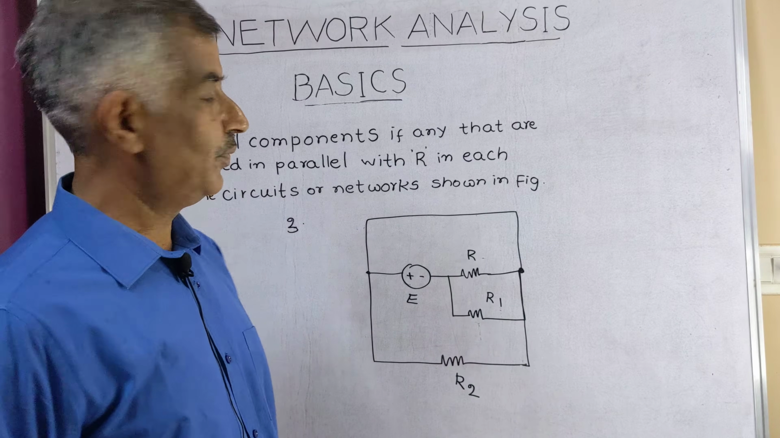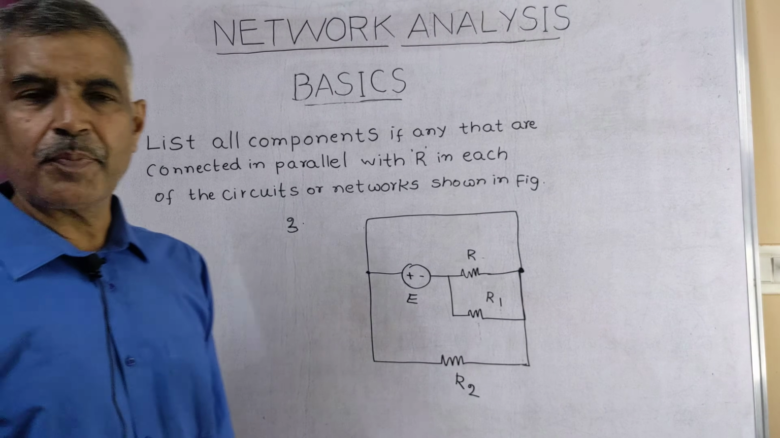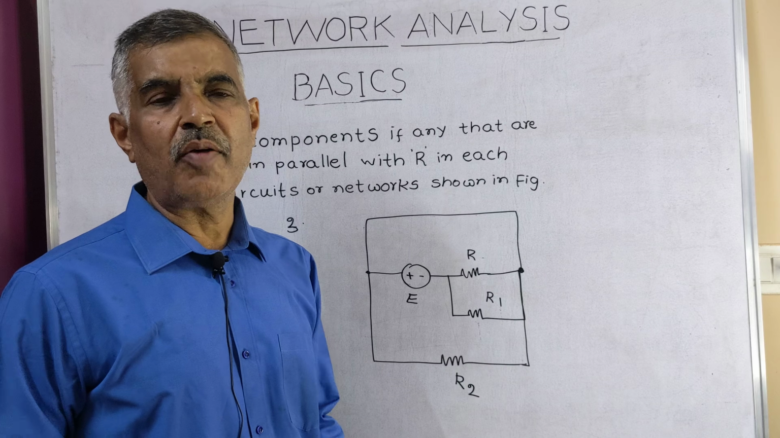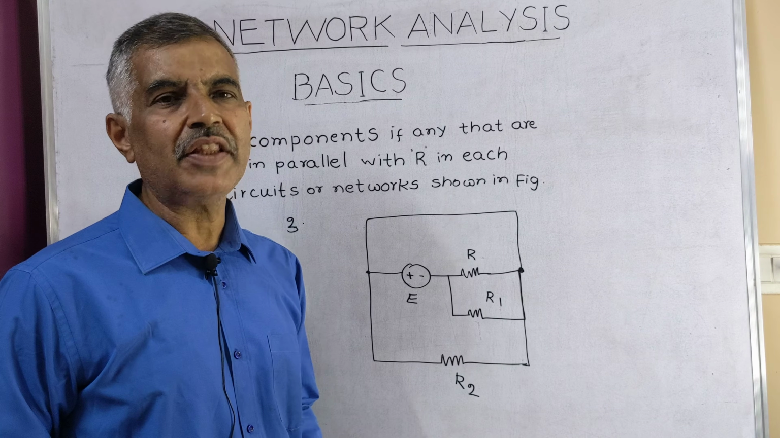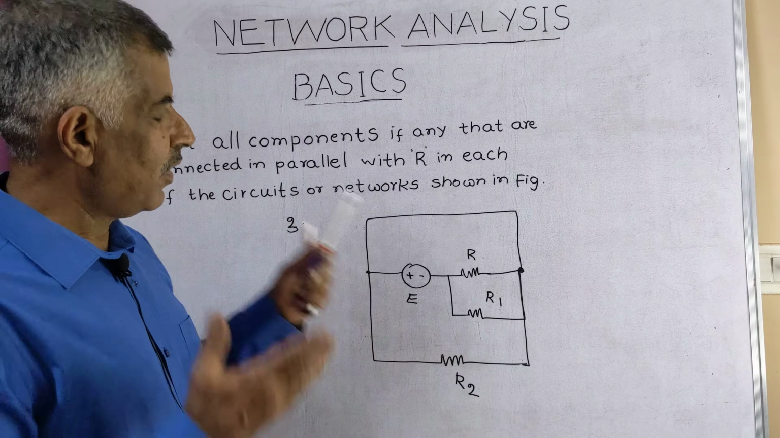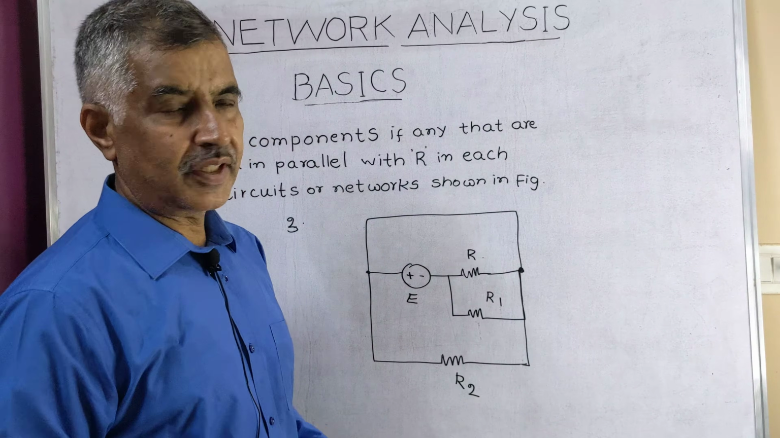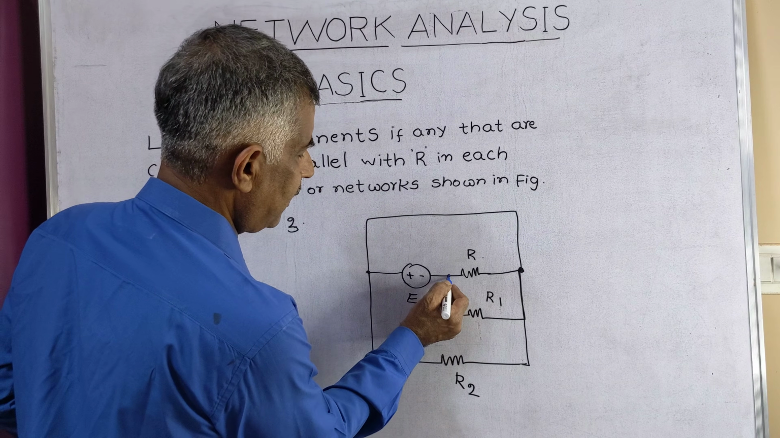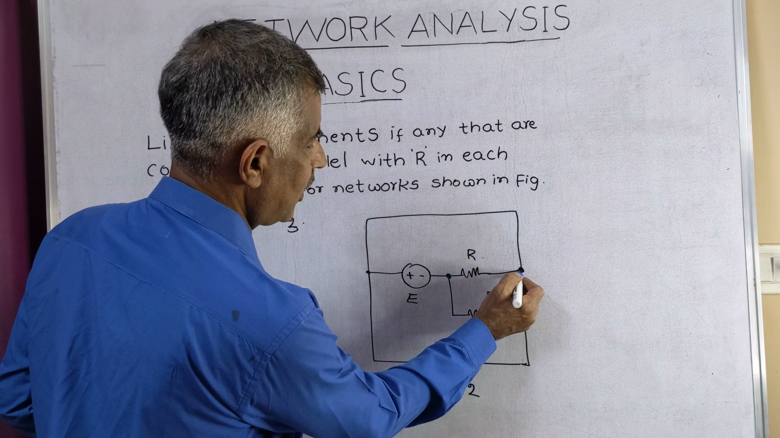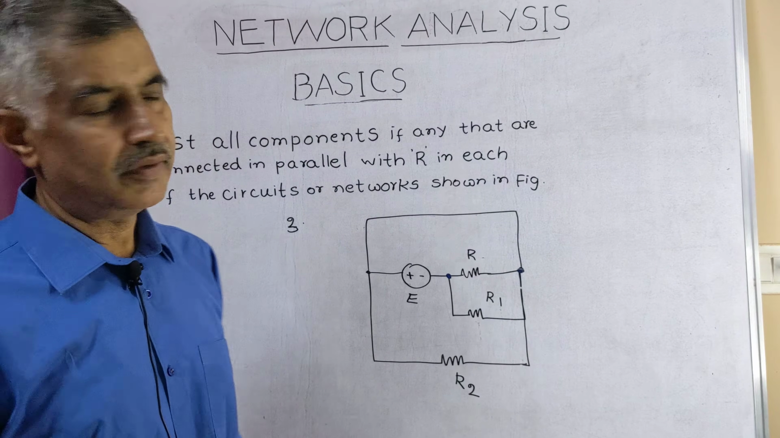Third example. This is the example I have taken. In this problem also you are supposed to list the components that are in parallel with R. Now first, straight away looking into this figure, R1 is in parallel with R. The reason is this end is common. This end is also common for R1. So R and R1, they are in parallel.